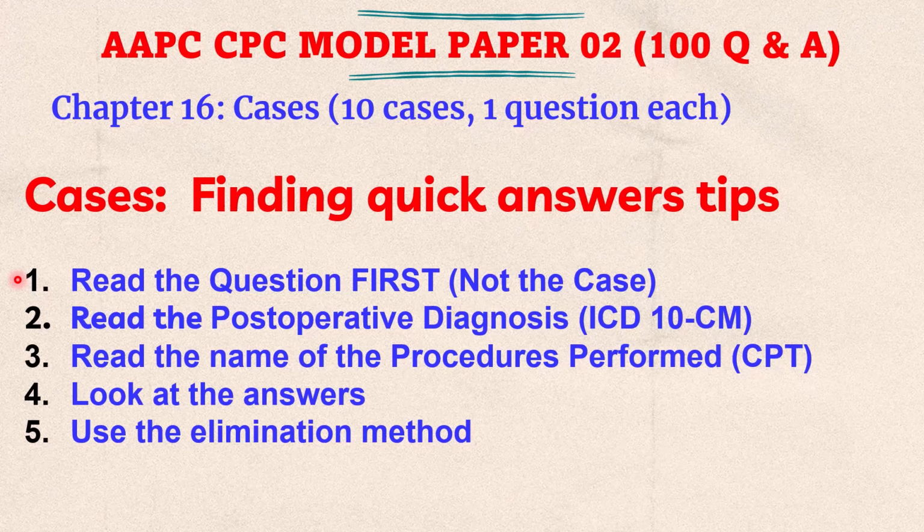Step 1. Read the question first. Don't start with the case, go straight to what is being asked. Step 2. Check the post-operative diagnosis. This helps you quickly identify the correct ICD-10-CM code. Step 3. Look at the procedures performed. Focus only on the procedure names to identify the correct CPT code. Step 4. Review the answer choices. They give you clues about what to look for. And step 5. Use the elimination method, remove incorrect options and narrow down to the best answer. You will understand this when you do the questions in real time. So let's go to the questions.